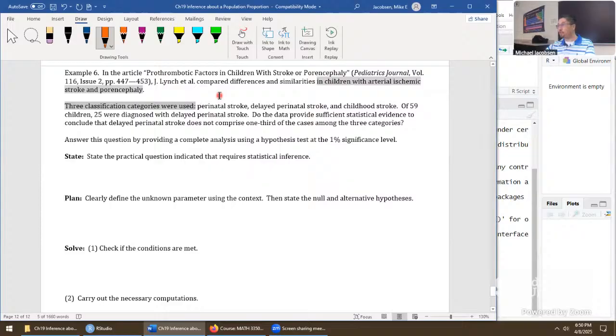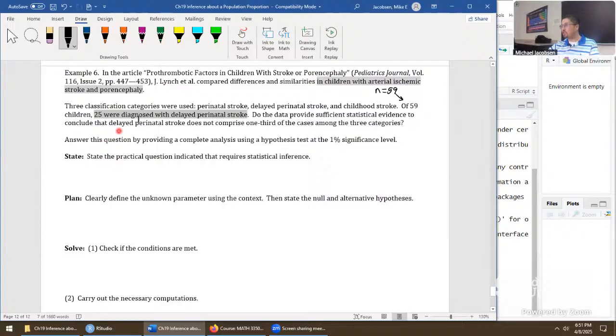So here's the 3 categories used in this study: perinatal stroke, delayed perinatal stroke, childhood stroke. It says 59 children. These are children with arterial ischemic stroke and porencephaly. We now have a sample size. Let's write in n is 59. So of the 59 children, 25 are diagnosed with delayed perinatal stroke.